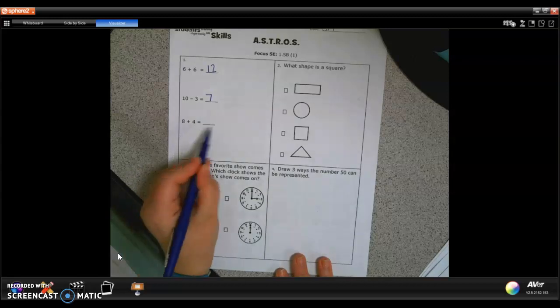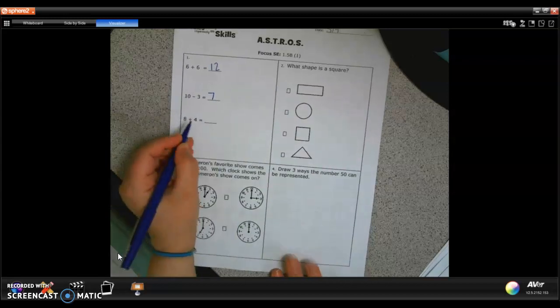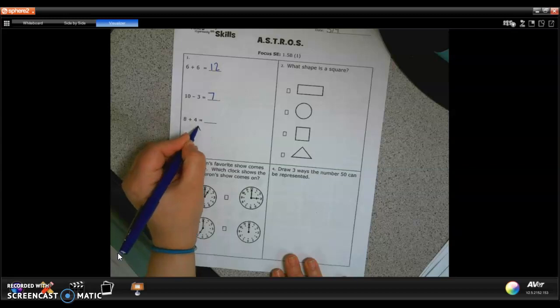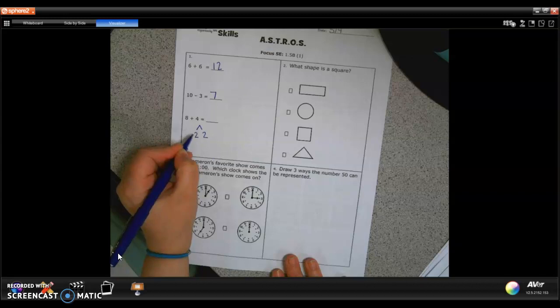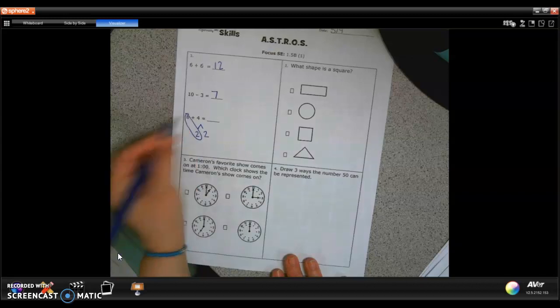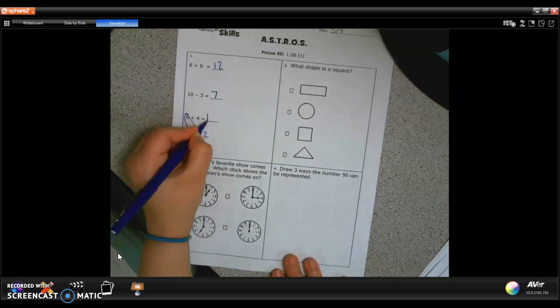Here's 8 plus 4 equals. Well, I know if I decompose my 4 into 2 and 2, 8 plus 2 is 10. So I've made my 10 and 2 more, which is 12.